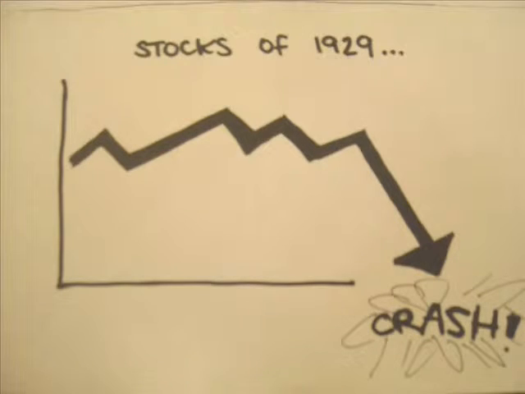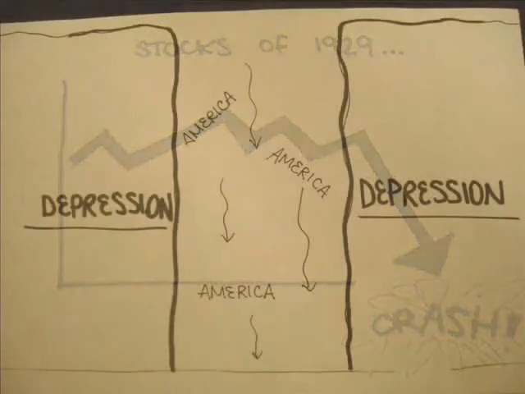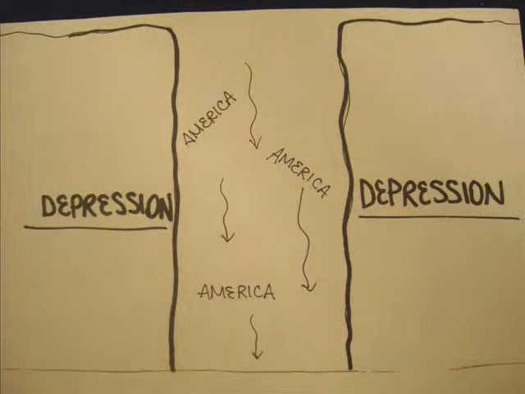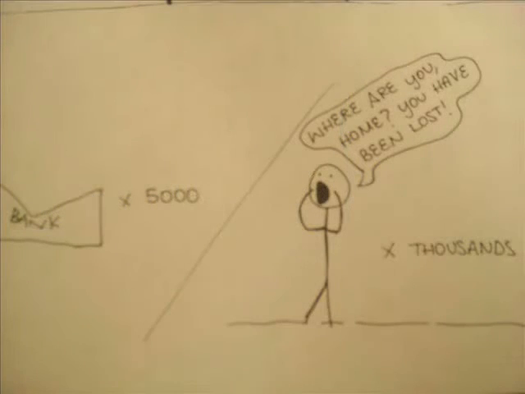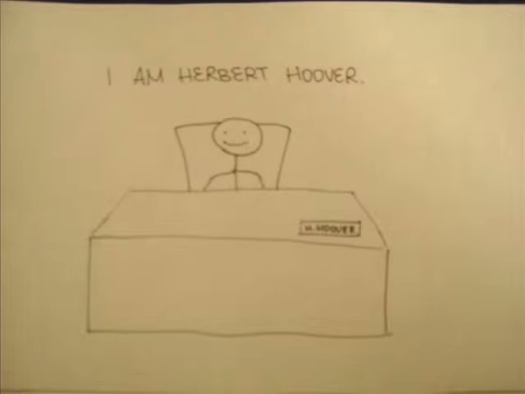After the stock market crash of 1929, America delved into a seemingly endless economic depression. In the first years of the Depression, over 5,000 banks collapsed and thousands of people lost their homes. President Herbert Hoover was in office during the beginning of the Depression.